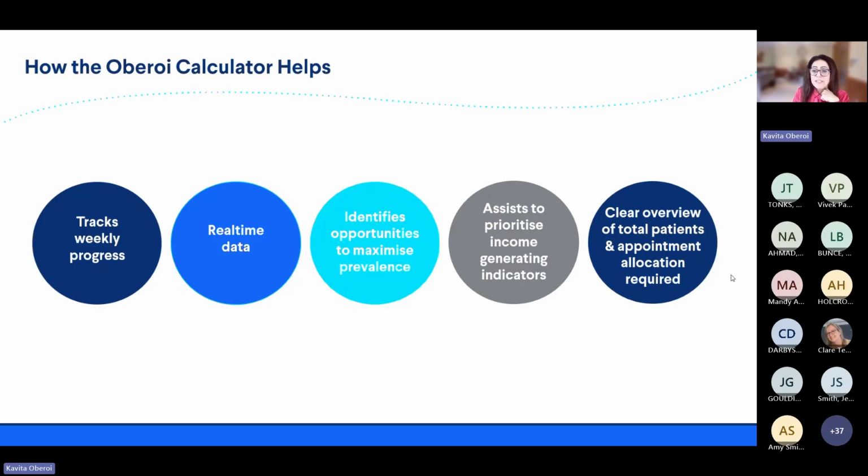We have seen some very sophisticated Excel sheets doing something similar, but not as sophisticated. This takes out the human error and that manual work. And you get a clear overview of the patient allocation time required, which is particularly important once you get to December, because the end of year has come very quickly. January to March is going to be even faster. So this is the time to really focus, prioritise those quick wins and maximise that QOF income.